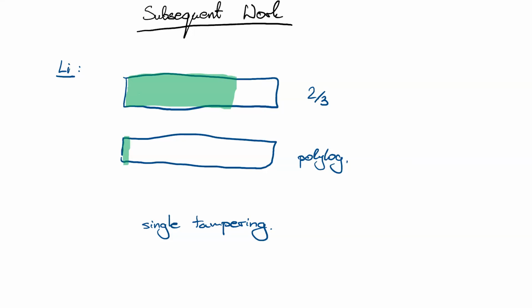In subsequent work, Li gave a construction of two-source non-malleable extractor. So he lowered the entropy of one source from 0.8 to 2 over 3. Okay, but that's only for single tamper.